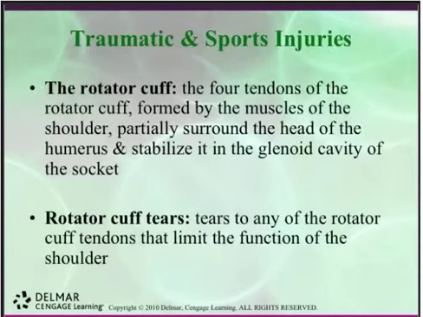Okay, rotator cuff injuries. These are devastating. The four tendons of the rotator cuff are formed by the muscles of the shoulder and partially surround the head of the humerus and stabilize it in the glenoid cavity of the socket. Tears to this musculature, to this soft tissue, can limit the function of the shoulder. Two major causes of these types of tears include acute trauma and degenerative changes that accompany age.